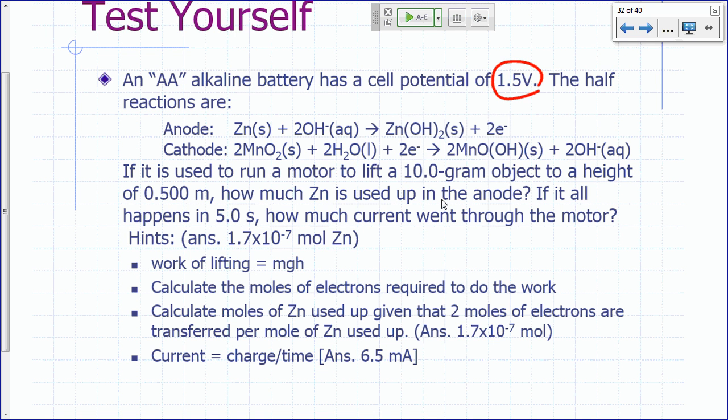Now, a AA alkaline battery has a cell potential of 1.5 volts. Same thing with a AAA. So if you measure the voltage across the positive and negative terminal of your battery, it's going to be 1.5 volts. And these are the reactions involved there.